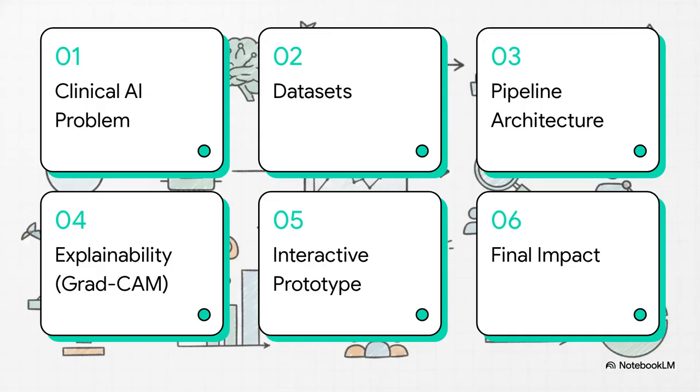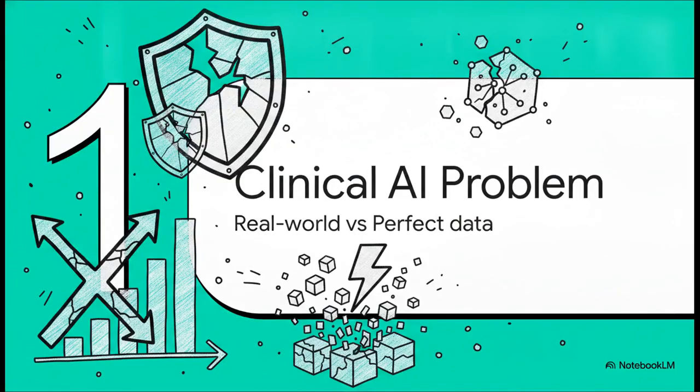So here's our game plan to establish immediate credibility and give your panel a clear roadmap. We're covering 1, the clinical AI problem, 2, powering the AI with your datasets, 3, architecting the pipeline, 4, explaining the AI using GradCam, 5, the interactive prototype, and 6, your final impact. Let's get to it. Section 1, the clinical AI problem.